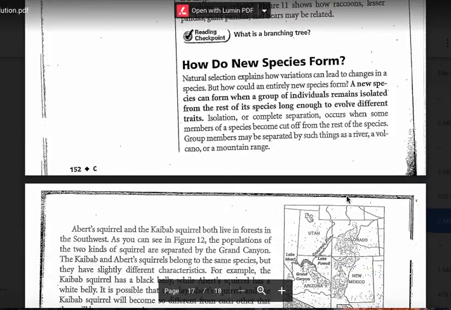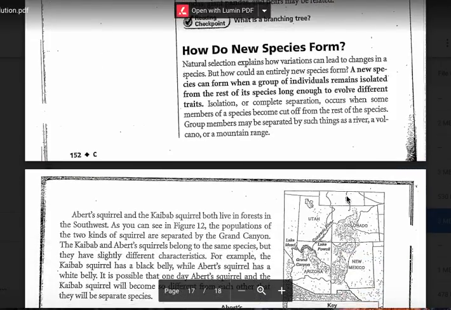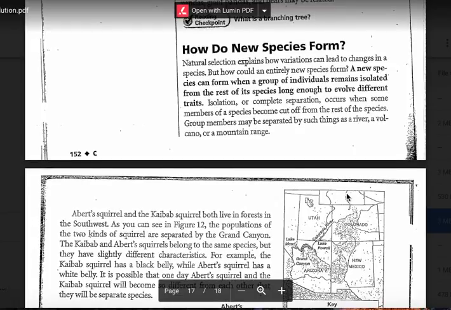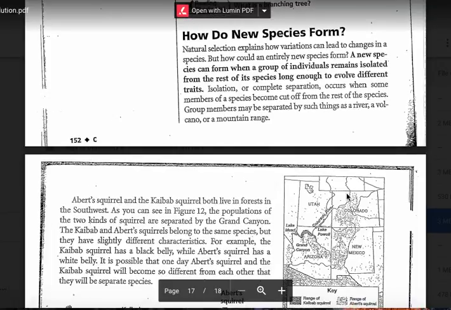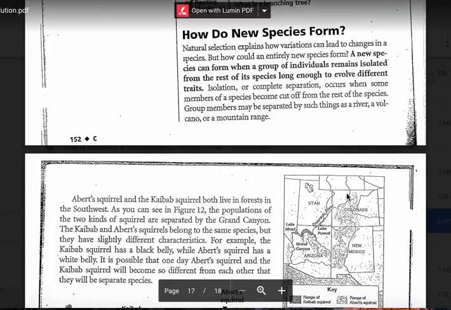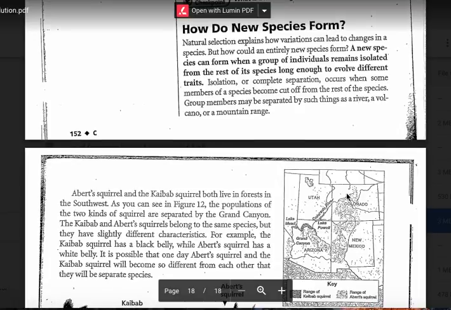How do new species form? Natural selection explains how variations can lead to changes in a species. But how could an entirely new species form? A new species can form when a group of individuals remains isolated from the rest of its species long enough to evolve different traits. Isolation, or complete separation, occurs when some members of a species become cut off from the rest of the species. Maybe a fire rips through their mountain habitat and larvae have to spread to the forest and the prairie. Or maybe other things happen too. Group members may be separated by things like a river, a volcano, or a mountain range.